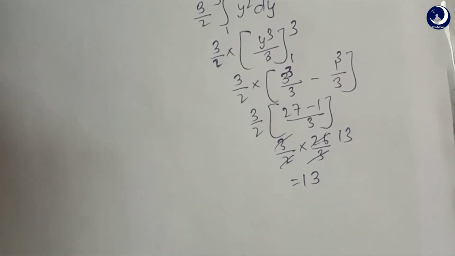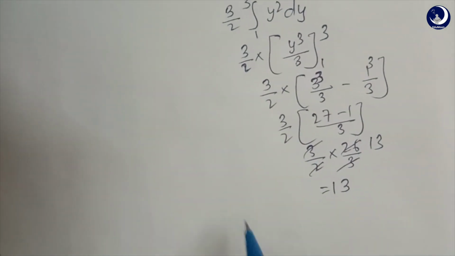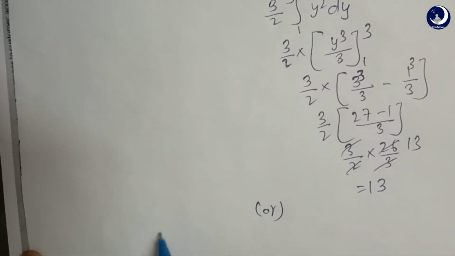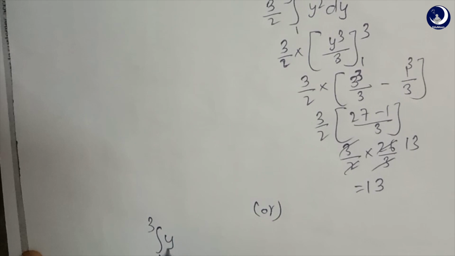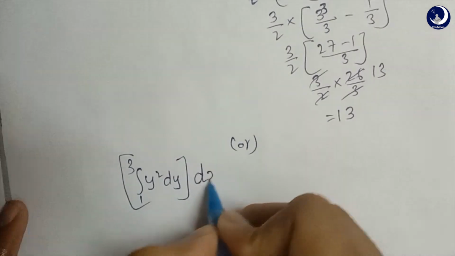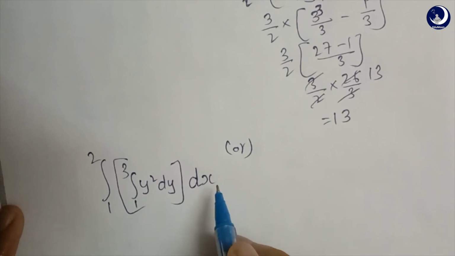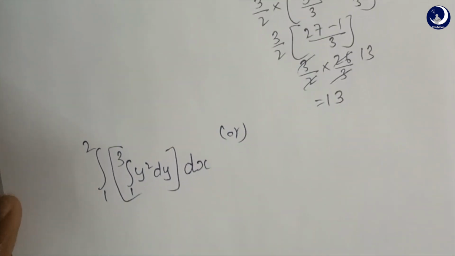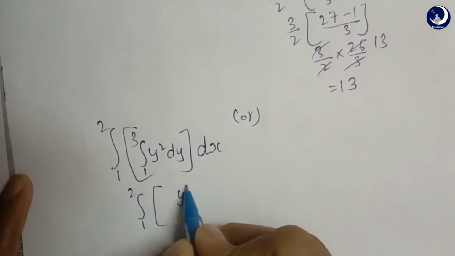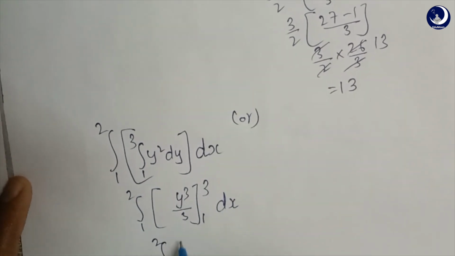So like this, we must know we not only take x limits as variables. Suppose you take y limits as variables and x limits as constants, then the function is written like this: integral 1 to 3, y square dy, into dx, integral 1 to 2. That means you can take y limits as variables and x limits as constants, as you wish. So now we solve this: integral 1 to 2, y cube by 3, 1 to 3, dx, integral 1 to 2.